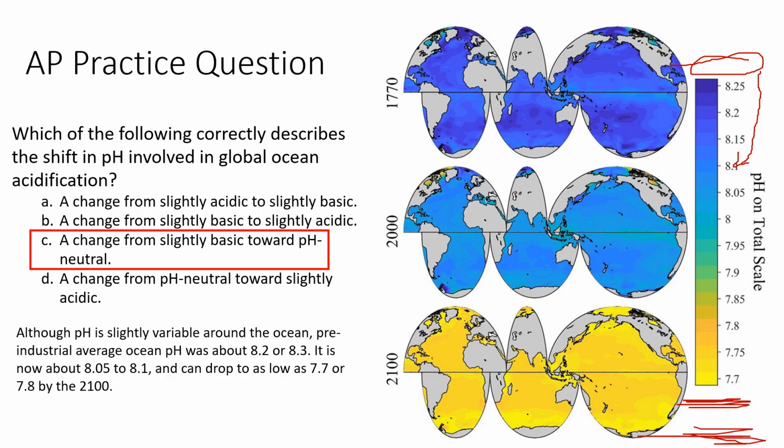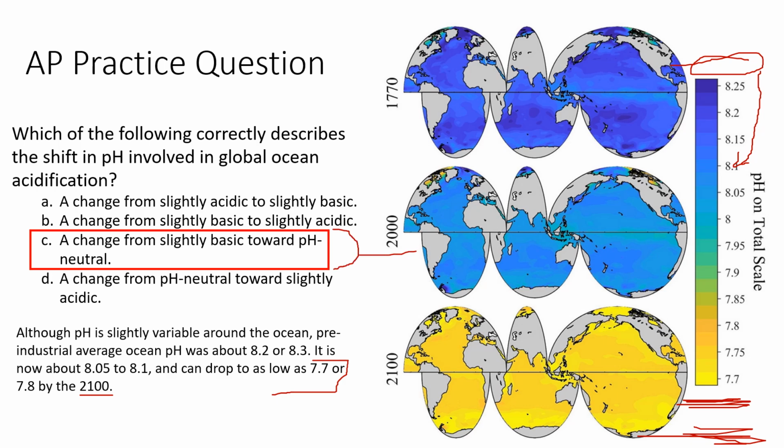So we're not going to be breaching neutral anytime soon. We're not going to be getting lower than 7 anytime soon, at least not by 2100 within our lifetimes, but we are getting closer to neutral, which is what C is showing.